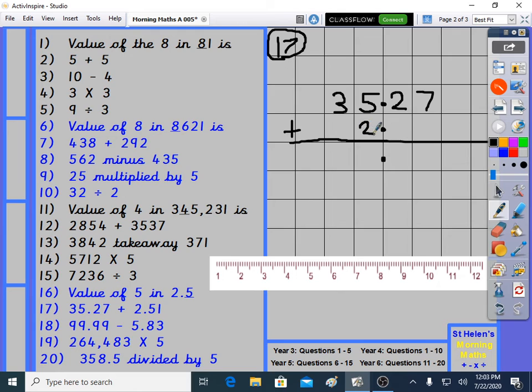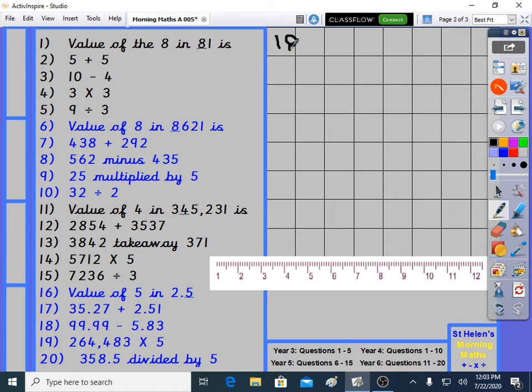2.51. I don't think there's even any carrying or borrowing here. Well, there's never borrowing in plus, is there? 7 plus 1 is 8. 2 plus 5 is 7. 5 plus 2 is 7. 3 is 3. 37.78. Make sure you have your decimal point. And let's go on to question 18.